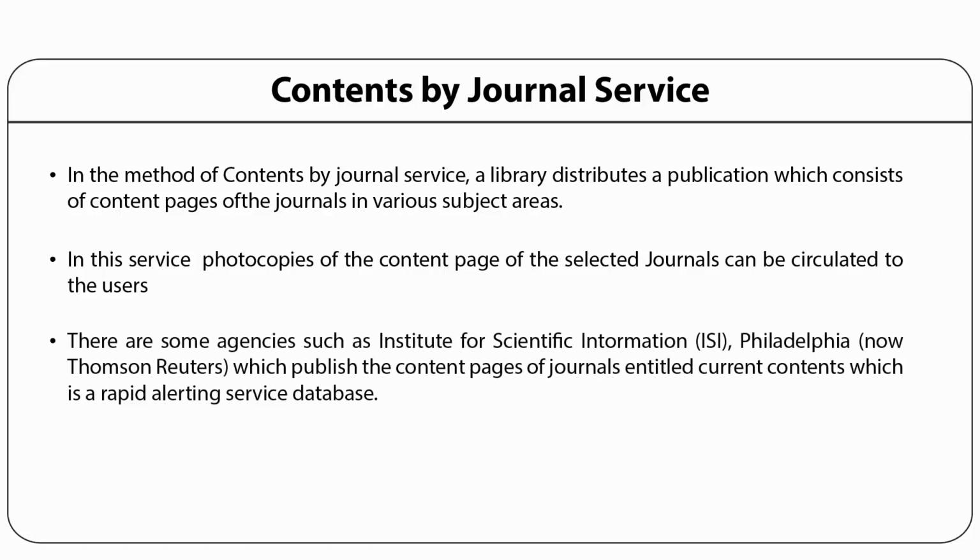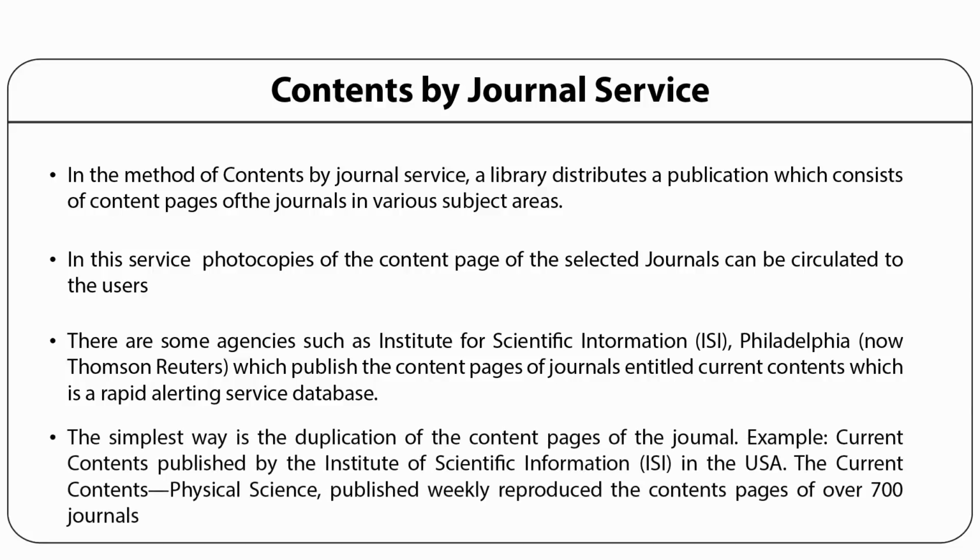There are some agencies such as Institute for Scientific Information, that is ISI, Philadelphia, now Thomson Reuters, which publish the content pages of journals entitled Current Contents, which is a rapid alerting service database. The simplest way is the duplication of the content pages of the journal. Example is Current Contents published by the Institute of Scientific Information in the USA. The Current Contents Physical Sciences, published weekly, reproduced the contents pages of over 700 journals.